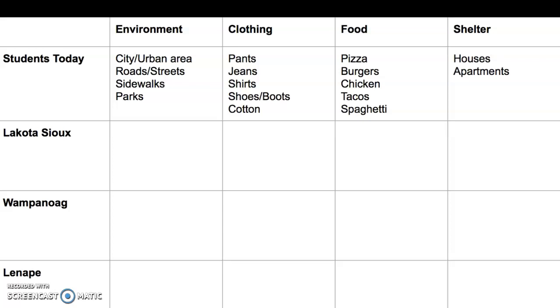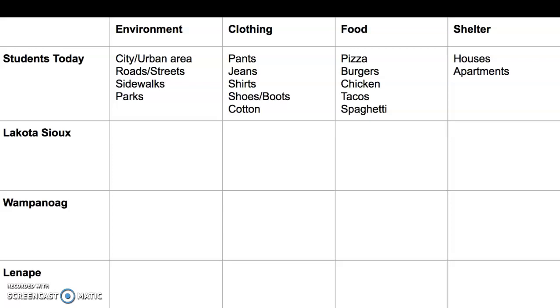Next, thinking about our clothing, we usually wear pants, blue jeans, we have shirts, different type of shoes or boots to wear, and then most of our clothing is made out of cotton. So once we keep reading our different stories, we can see how they compare to what Native American tribes wore, depending on what area they lived in.